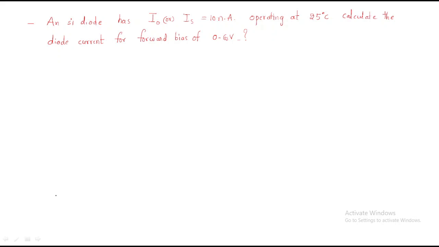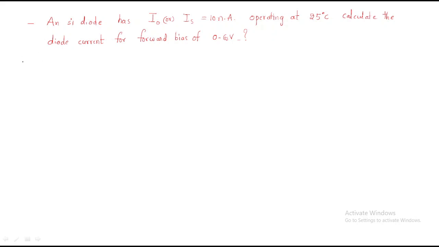Hello students, in this class we will discuss some more problems regarding our diodes. So here the first problem is a silicon diode has I0 or IS of 10 nanoamperes operating at 25 degrees Celsius. Calculate the diode current for the forward bias of 0.6 volts. This is the problem. So first he is asking to find out the diode current.